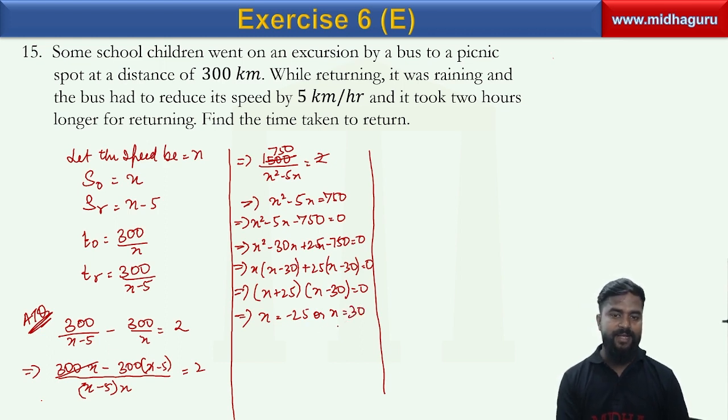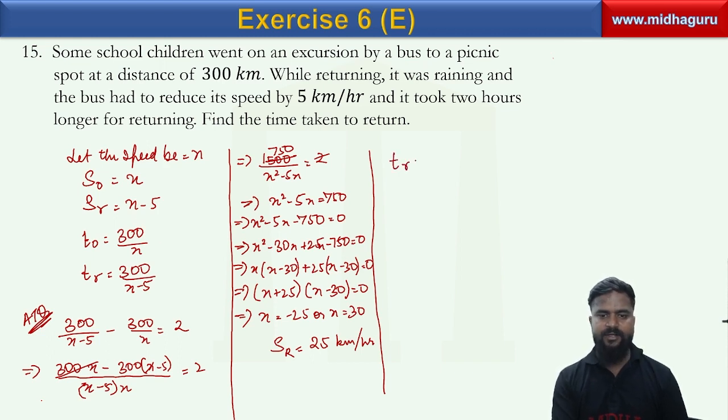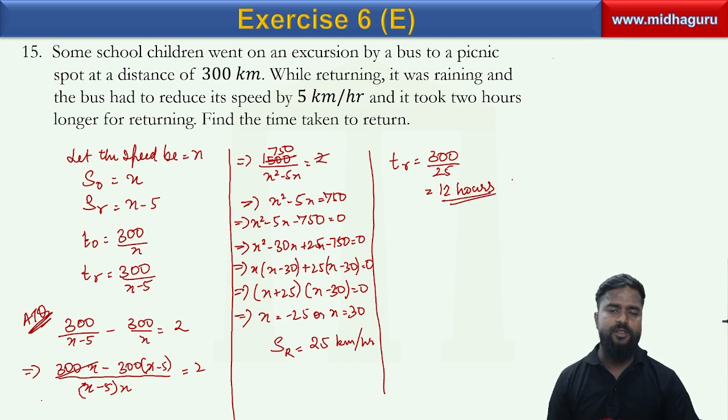Now since the speed was x, and it says find the time taken to return, the speed returning will become 25 kilometers per hour since it is x minus 5. So the time taken for the return will be 300 by 25, which is equal to 12 hours. And when it went at the original speed of 30, it would have reached in 10 hours. So the time difference is 2 hours. So let's move on to the next question.